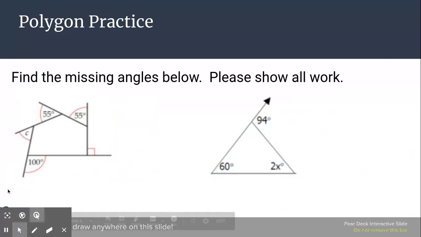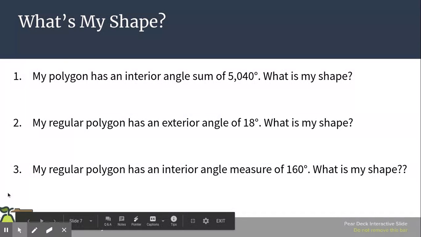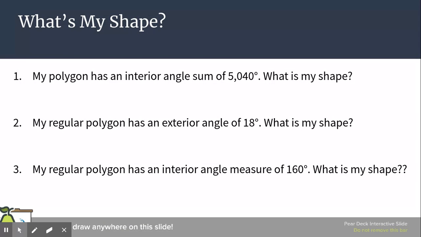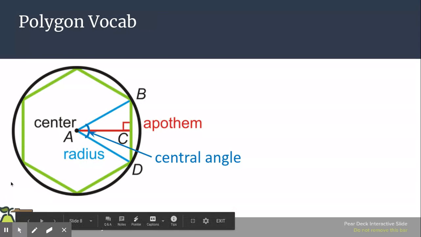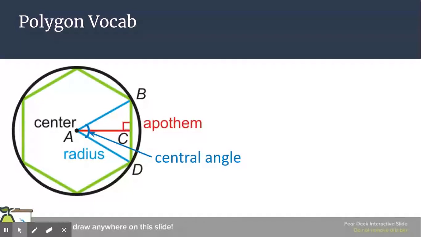All right, a couple angles. We're going to skip this guy. You're welcome to try these out, but for the sake of your time today, we're going to move on and go right to some polygon action with some polygon vocab, and then look at what happens as we find the area of these things.